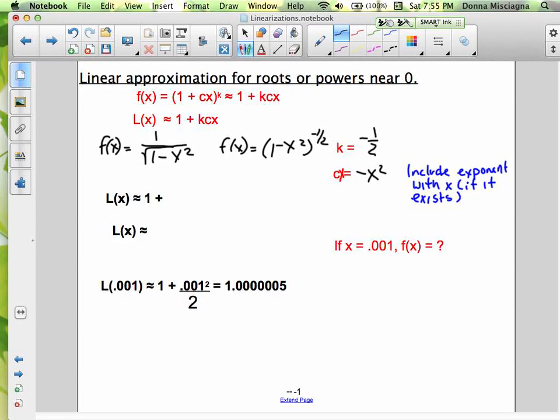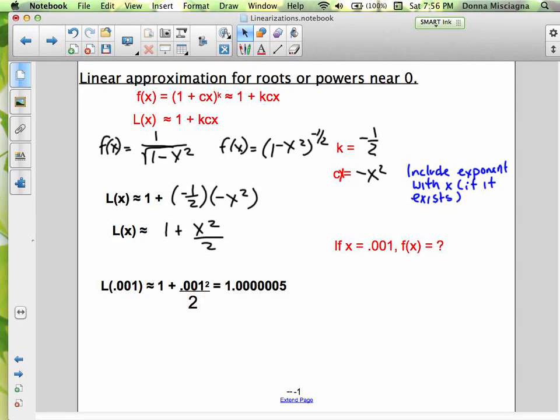So our value of the function for values close to 0 will be 1 plus k, which is negative 1/2, times c and the x together, negative x squared. So that'll be 1 plus x squared divided by 2. So that means if we want to find out the value if x is 0.001, we can use that formula, and that would be 1 plus 0.001 squared divided by 2. That would be 1.00000005. So we can evaluate for values really close to 0.